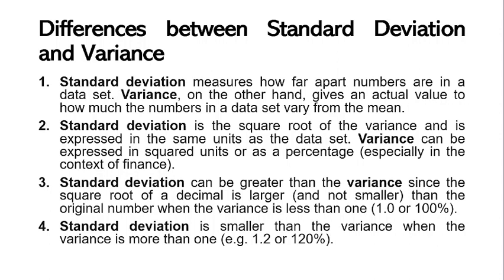Standard deviation can be greater than the variance since the square root of a decimal is larger and not smaller than the original number when the variance is less than 1. Standard deviation is smaller than the variance when the variance is more than 1, for example 1.2.